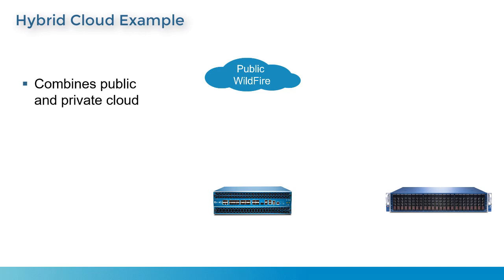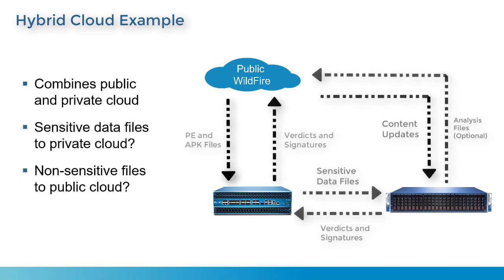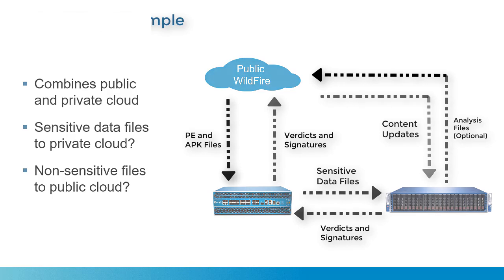Now, depending on the situation, you might want to employ the use of both the public cloud and a private cloud analysis system. We call this a hybrid cloud scenario, where the administrator configures files of a sensitive nature to be sent to a WF500 for analysis, and files with no sensitivity to be sent up to the public cloud for analysis. Note that not all file types can be analyzed on a WF500, but all file types can be analyzed within the WildFire public cloud. Let's look at the configuration of these settings.